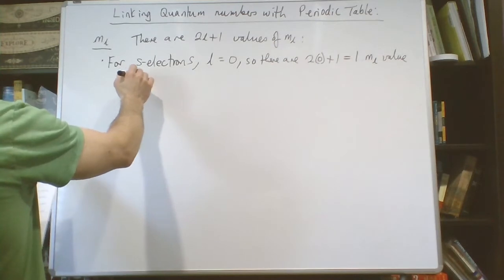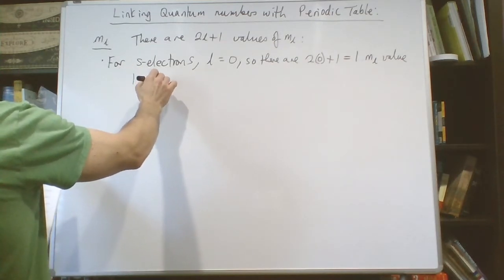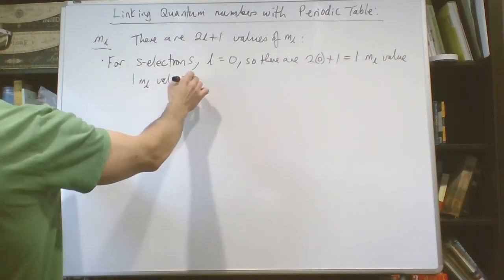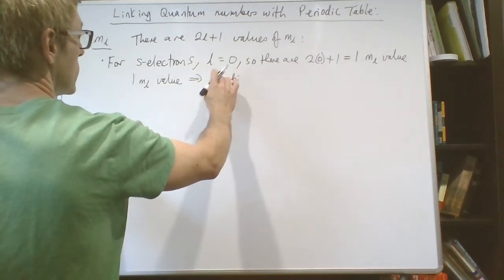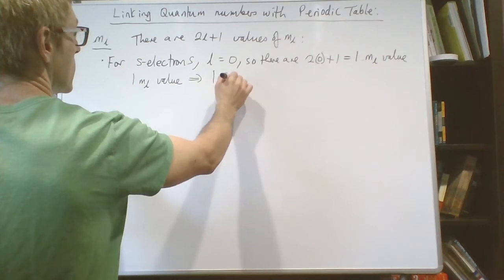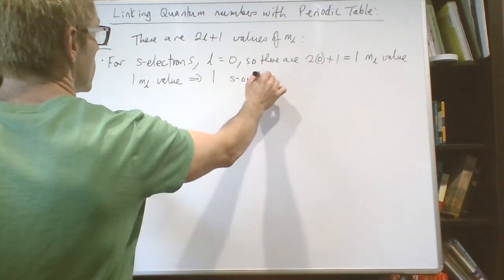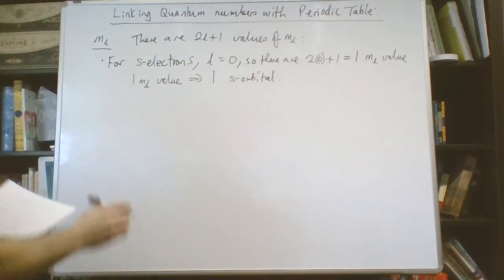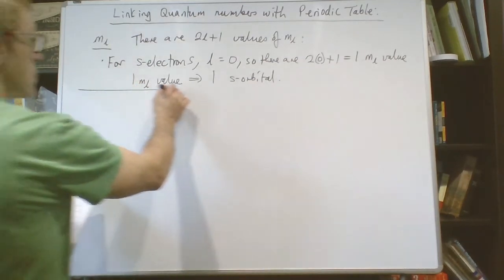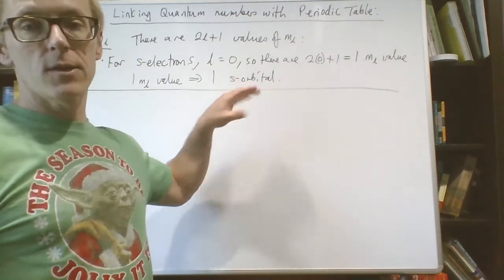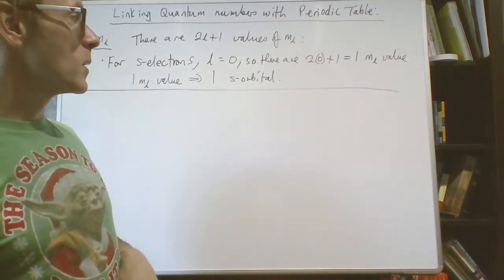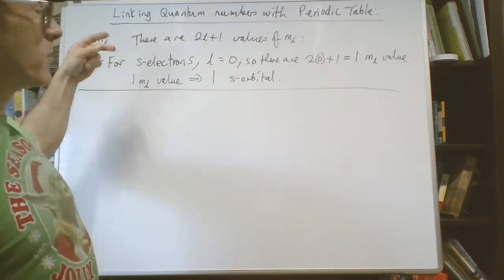Now the 1 ml value implies 1 orbital. And actually, I guess 1 s orbital. Okay, so we're trying to see the connection between these quantum numbers and the orbitals. So why is there only 1 s orbital? Because of this fact here.